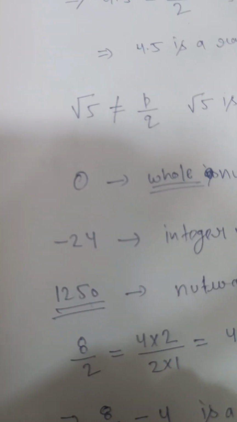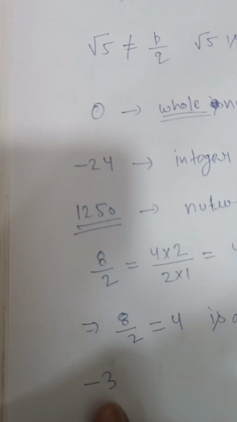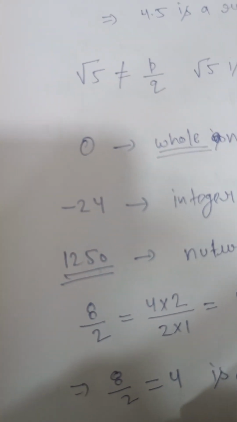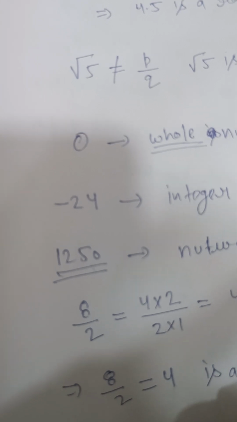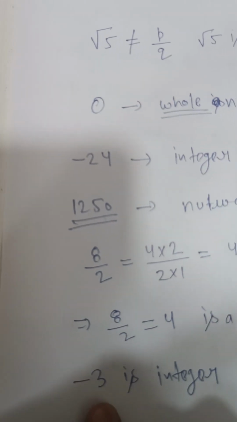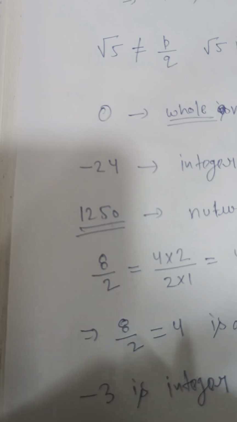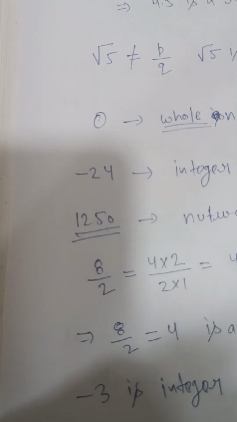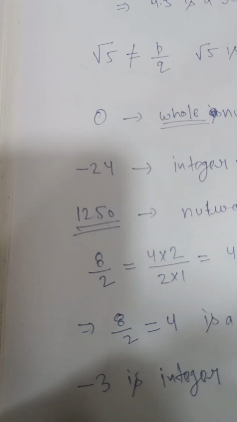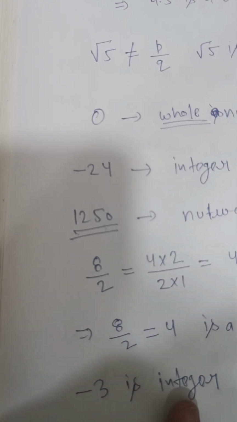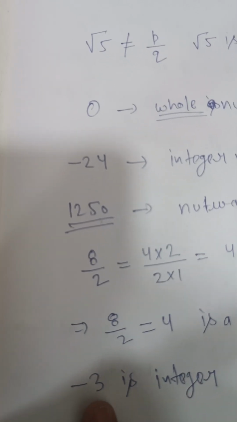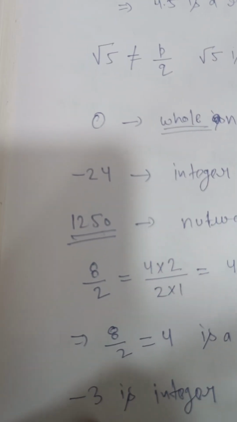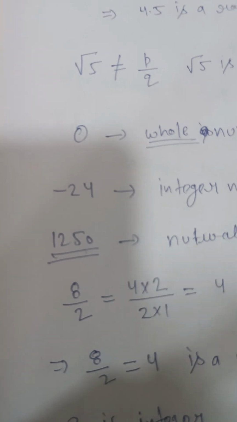Now what is that? Minus 3. Minus 3 is an integer. Okay, because it is not in the whole number set, it is not in the natural number set. This minus 3 is a rational number also, but the set of integers is the smallest set which contains minus 3. So that's why I am putting minus 3 in the set of integers.